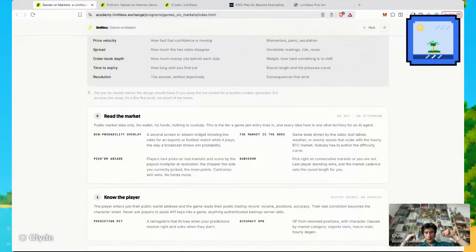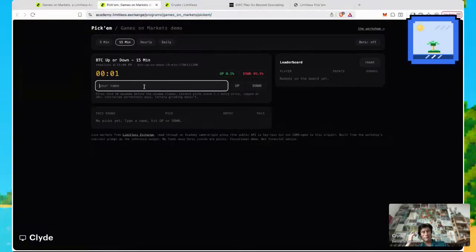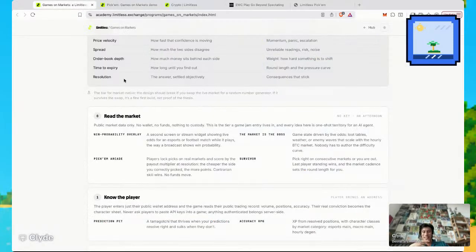The other idea, of course, is just basic pick'ems, where contrarian experts are going to win out. That's what I put together here for you guys. If anyone wants to hop in on this pick'em, feel free. We can have a little competition on the different short-term crypto markets.